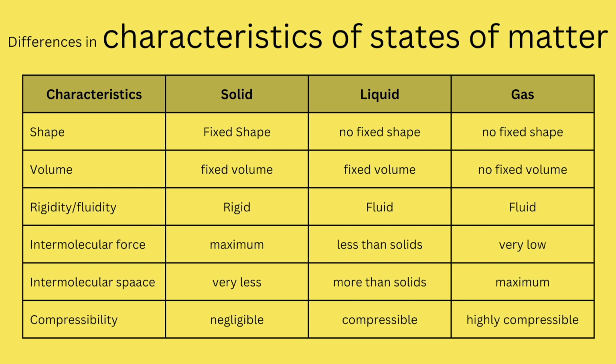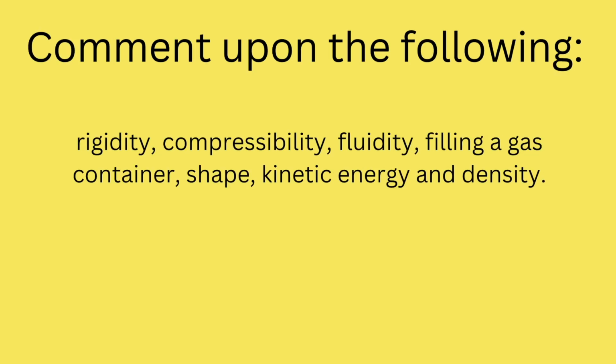Okay, now moving on to the next question. I hope this is clear. It's quite obvious. There is no need for you to worry about it or memorize it. It's very simple. You'll know these things very well. You just have to tabulate them. So these are the different characteristics of states of matter. Moving on to the next question.